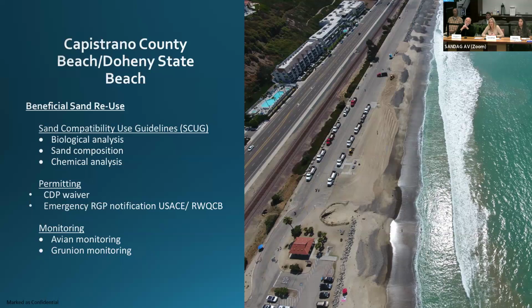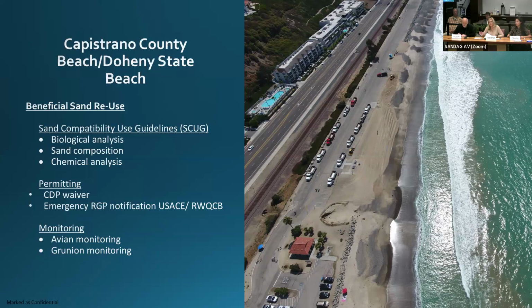We originally, through our permitting process with the Coastal Commission, had developed permission to be able to take some of these opportunities that became available, which we called the SCUG, the Sand Compatibility Use Guideline. We followed through with all the required testing. Everything was aligned. It was beach compatible. We partnered with our neighbor, California State Parks, Doheny State Beach, and we were able to truck in 45,000 cubic yards during the summer, and that effort ended in September.